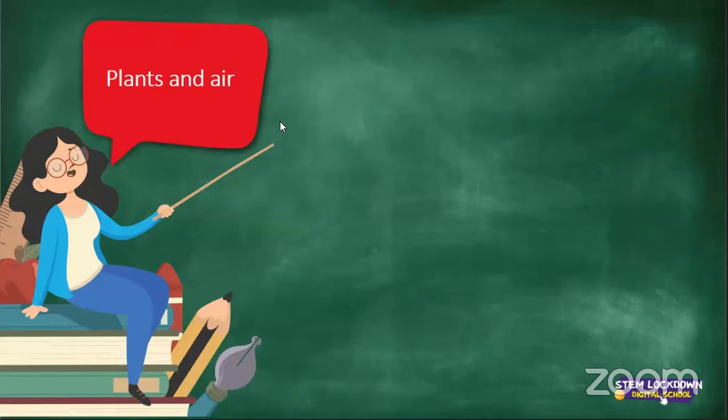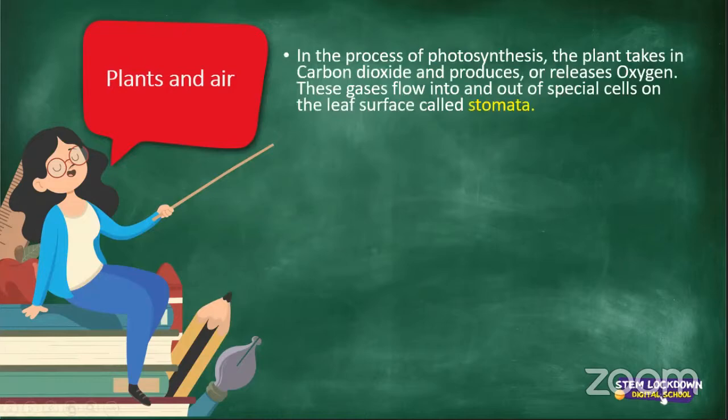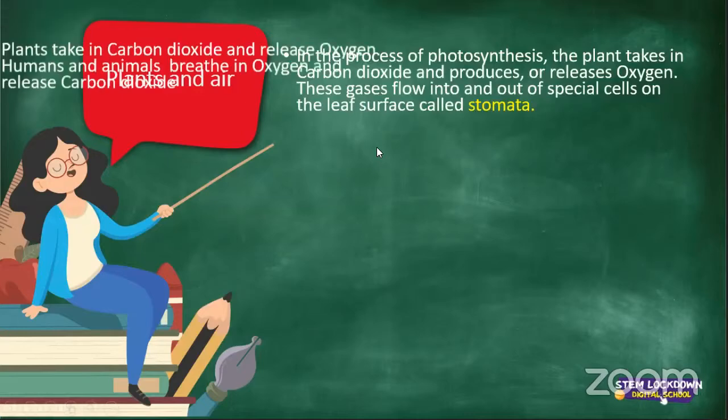Plants and air. In the process of photosynthesis, the plant takes in carbon dioxide and releases oxygen. These gases flow into and out of special cells on the leaf surface called stomata. So now we know that we've got very special cells on the leaf which take in carbon dioxide and release oxygen. These little cells are called stomata.